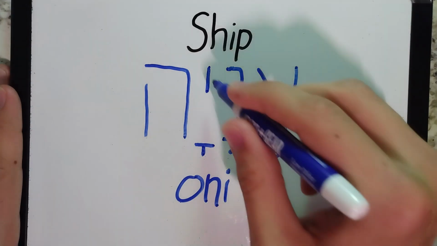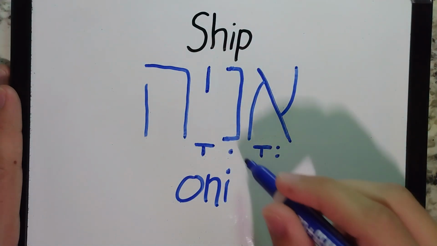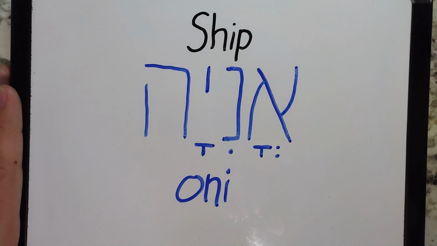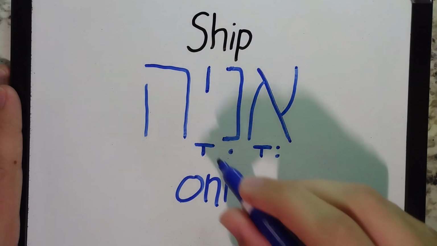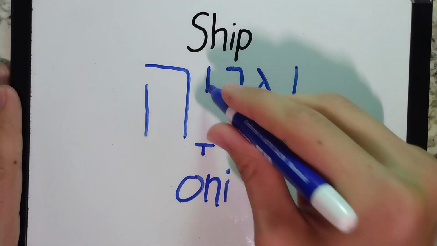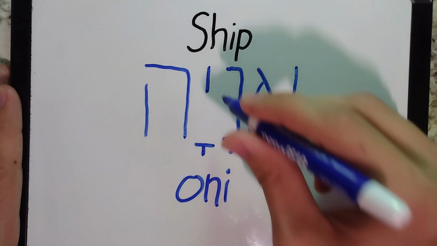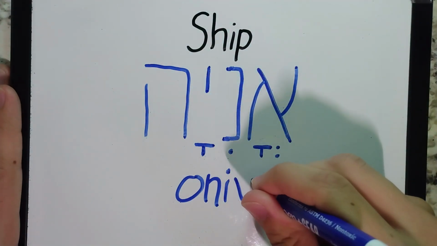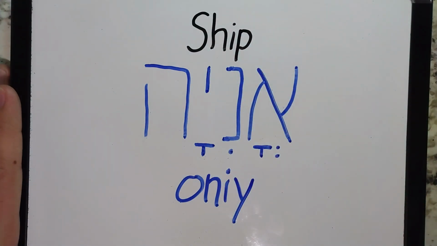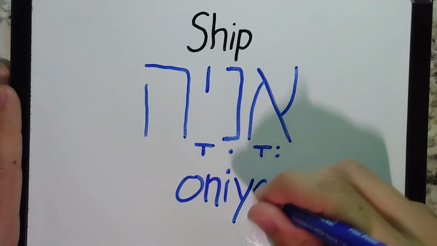It might look like this yud that comes after the nun is representing the hirik's e sound, but we know that is not the case because a kamatz is under this yud. If a vowel marker is under a yud, that yud cannot be representing a vowel sound. That means this yud is making its own y consonant sound, and the kamatz under it says ah.